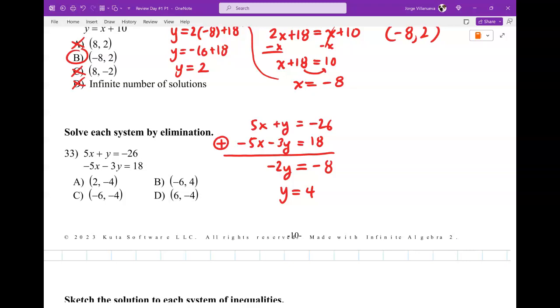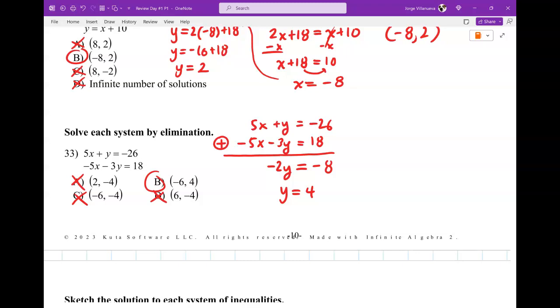But yeah, right now it looks like, so let me just double check. If I add 5x and negative 5x, that's 0. y plus negative 3y is negative 2y. Negative 26 plus 18 would be negative 8. So if I divide two negatives, I get a positive. So yeah, this can't be it. Has to be B. But let's just keep solving just in case this doesn't happen on your final.